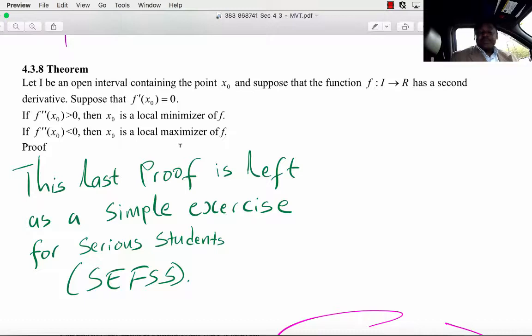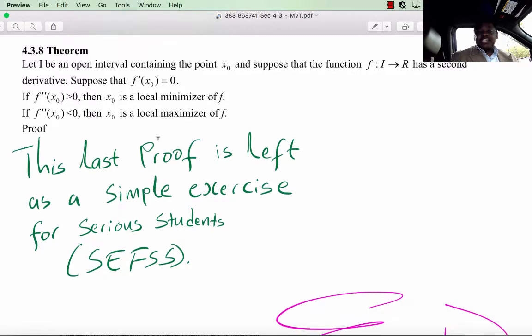How do we find them? We set the first derivative equal to 0 and solve for x0. x0 becomes a candidate for local minimizer or local maximizer. Then we take the second derivative at x0. If it is greater than 0, x0 is a local minimizer. If it is less than 0, x0 is a local maximizer.